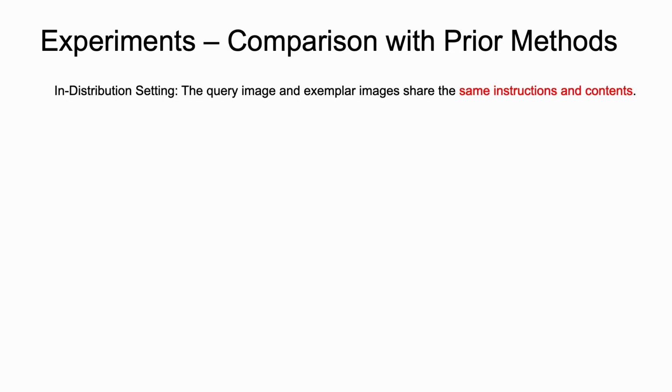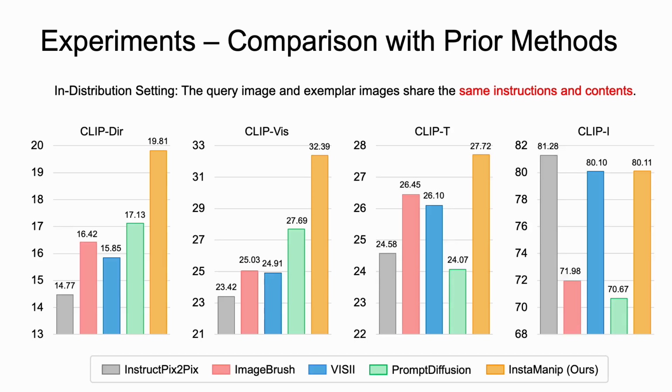First of all, we compare InstantManip with previous methods under two settings. The first is in-distribution setting. The query image and exemplar images share the same instructions and image contents such as objects, backgrounds, styles. We compare InstantManip with four models. InstructPix2Pix is a text-guided image manipulation method, and the other three are few-shot image manipulation models. In most metrics, our model surpasses all previous models, validating the advantage of our novel design.